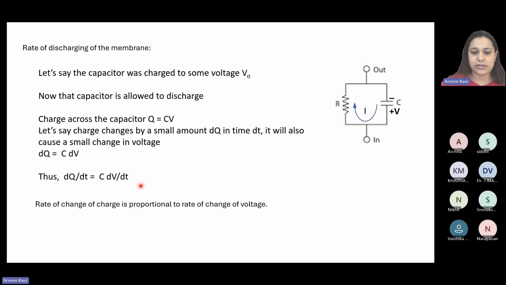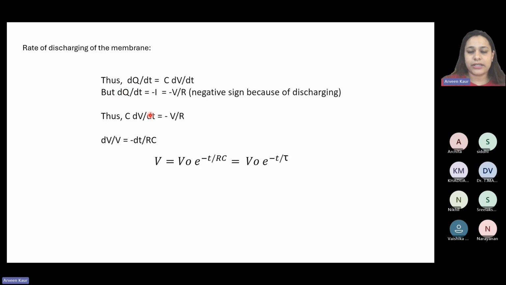We can write it like this also. It is still the same as Q equals CV, just that a small charge is changing a small voltage and the rate of this charge change will affect the rate of voltage change, right? That is the only two variables that we are adding over here. So what it will look like is dq by dt equals C dv by dt.